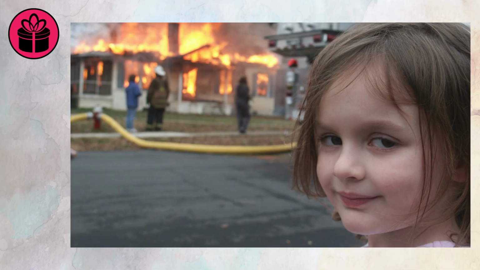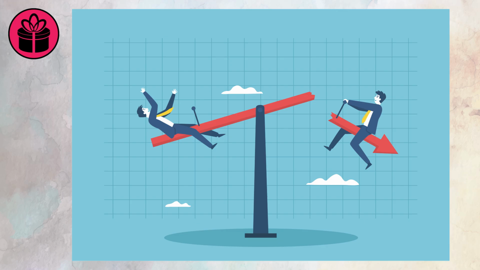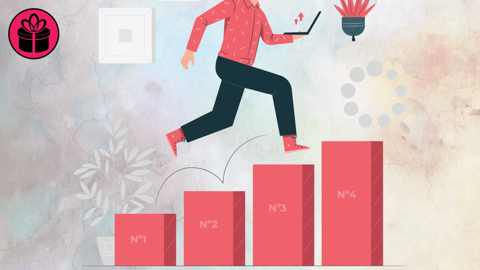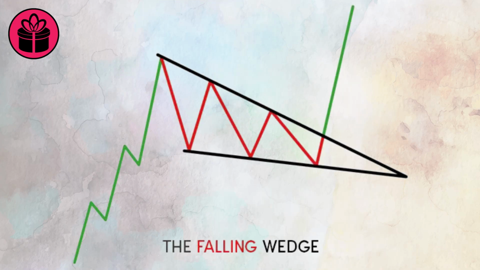Wedges. Squeeze and burst. Price moves in a narrowing channel where both trend lines point in the same direction, signaling exhaustion. A rising wedge upward squeeze often reverses down. A falling wedge downward squeeze often reverses up.